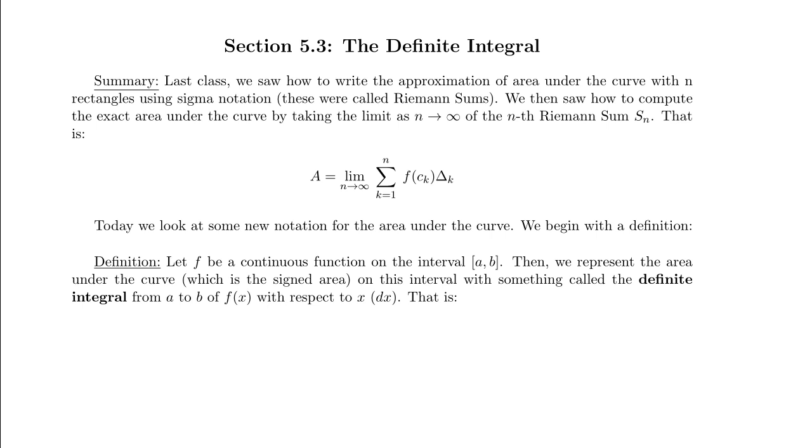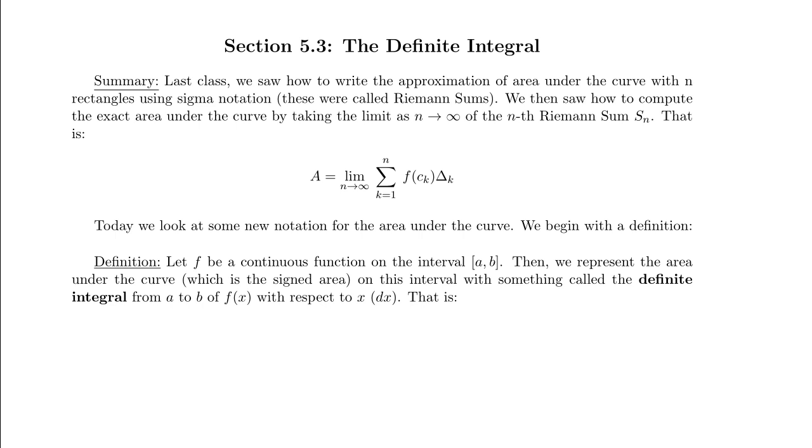And we saw these things called Riemann sums, and so these were the approximations of area under the curve using rectangles. We then saw how to compute the exact area under the curve by taking the limit as n goes to infinity of the nth Riemann sum, which we've called Sn. So notationally, what that means is that our area under the curve is the limit as n goes to infinity of the sum, from k equals 1 to n, of f of ck times delta k.